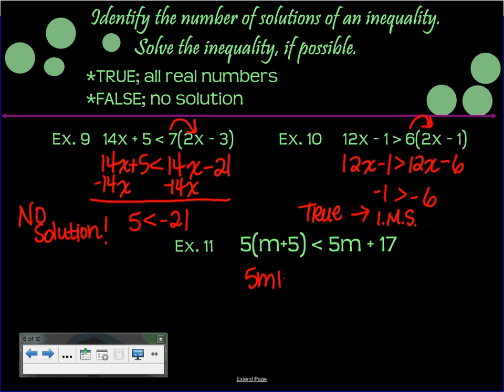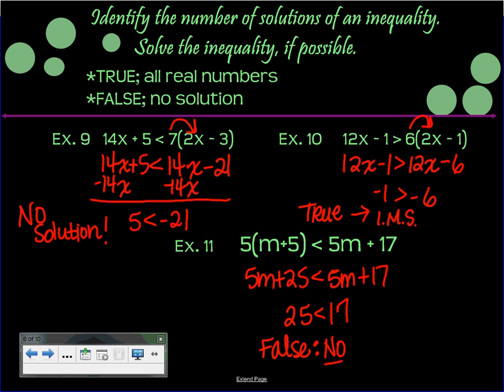All right, last one real quick. 5m plus 25 is less than 5m plus 17. Again, if I subtract over my 5m's, then they both disappear on either side. So then I'm left with 25 is less than 17. Is that true or is that false? Hopefully you all said false. So if it's false, then our answer would be no solution.